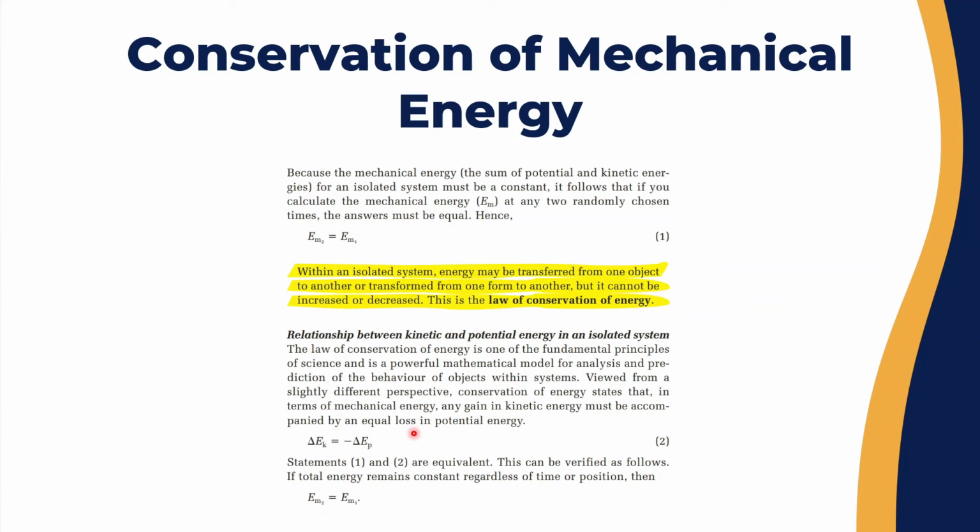Now, conservation of mechanical energy. Mechanical energy is the sum of potential and kinetic energies. For an isolated system it must be constant, which means that if you calculate the mechanical energy, EM, at any two randomly chosen times, the answer should always be E mechanical 2 equals E mechanical 1.